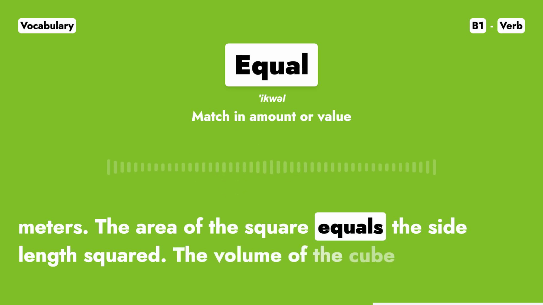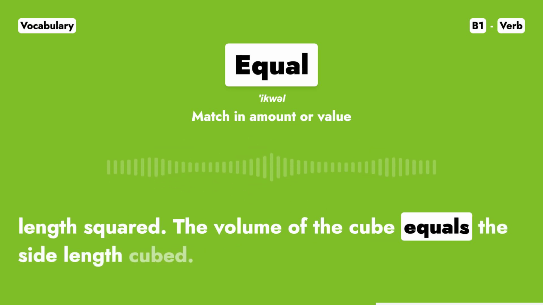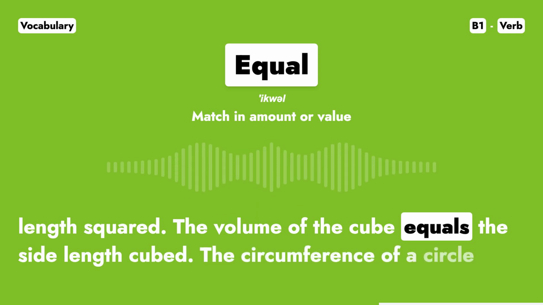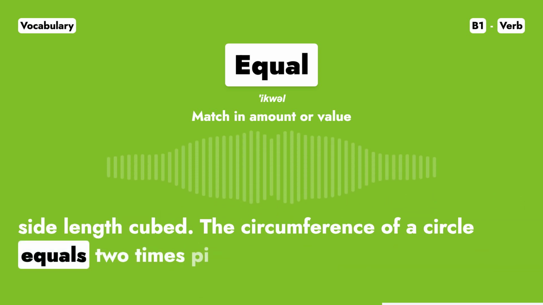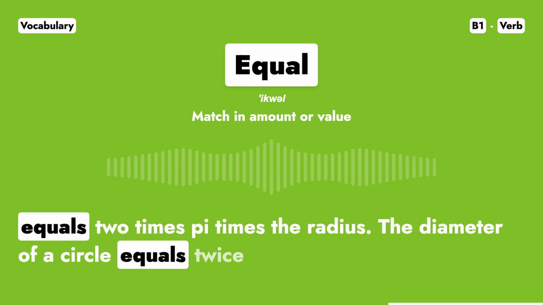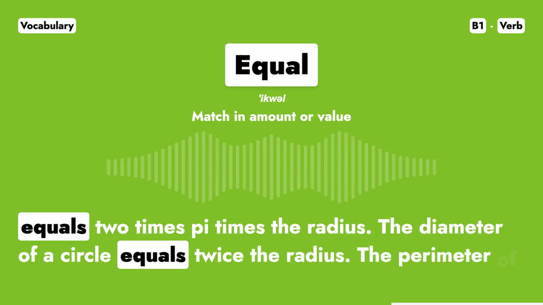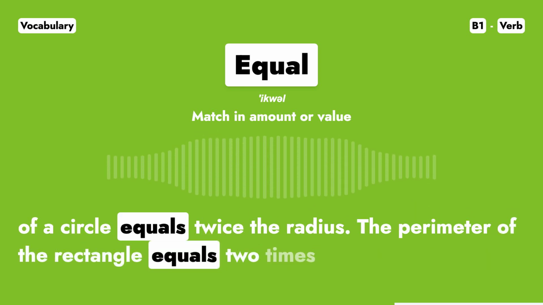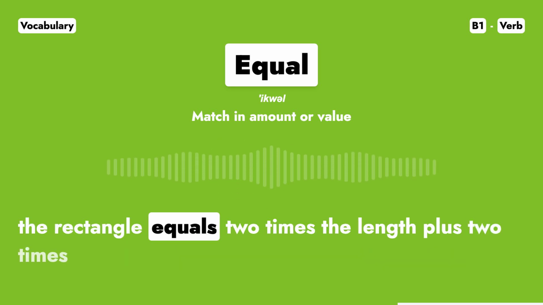The volume of the cube equals the side length cubed. The circumference of a circle equals 2 times pi times the radius. The diameter of a circle equals twice the radius. The perimeter of the rectangle equals 2 times the length plus 2 times the width.